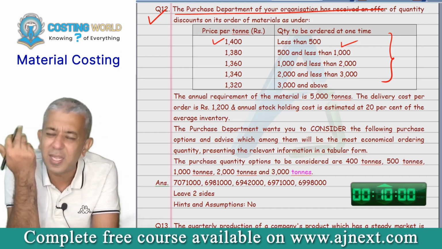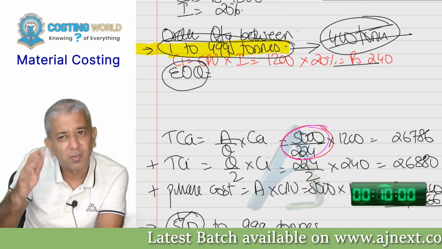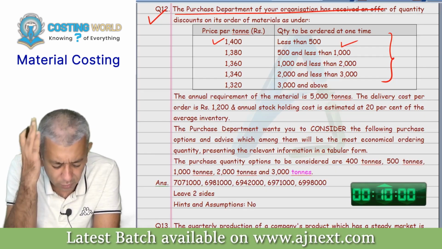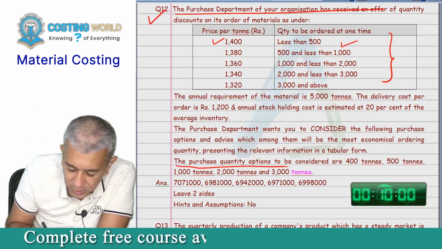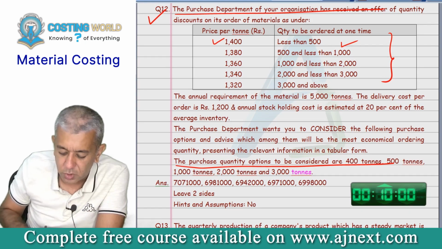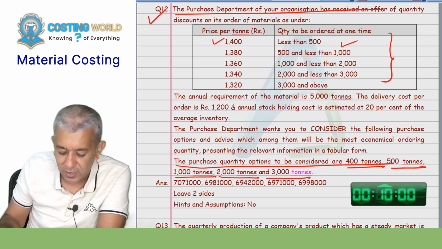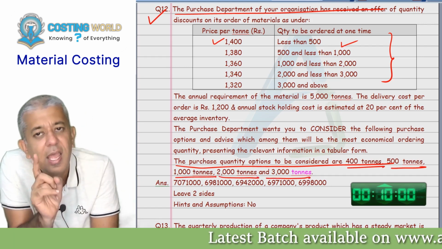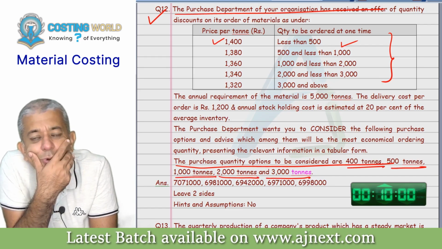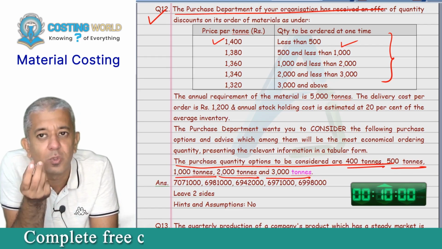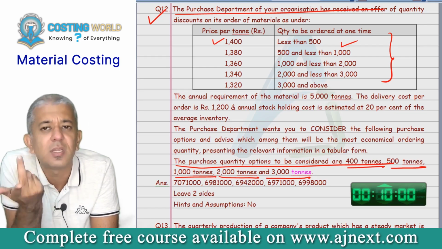Okay, you can do that in a tabular form. You all decide how you want to make the table, but this will make your job the fastest. The purchase quantity options to be considered are 400, 500, 1000, 2000 and 3000. Can we say that if these are given, you can ignore the EOQ option? Yes, sir. Okay, then you can ignore it, beta, because they have told you in the question to consider these as quantities in each of the 5 categories.